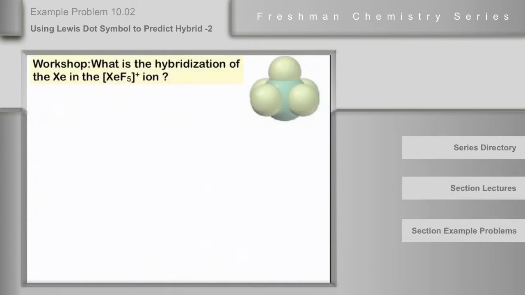And I thought I would pick an off-the-wall one. Here's one, XeF5 cation. Okay, so what is the hybridization of xenon in XeF5 cation?